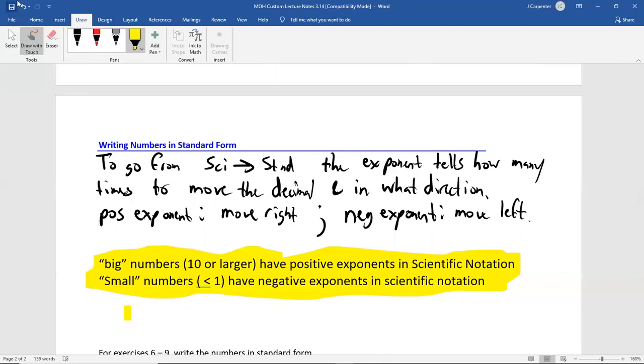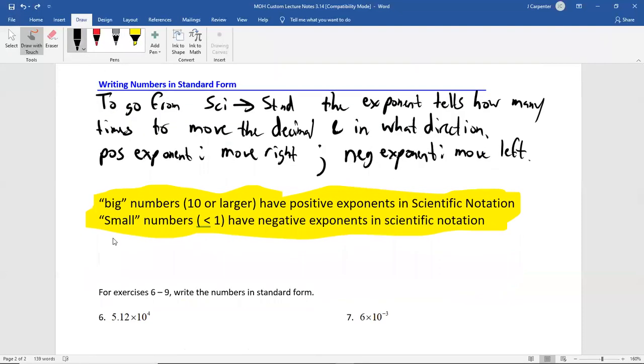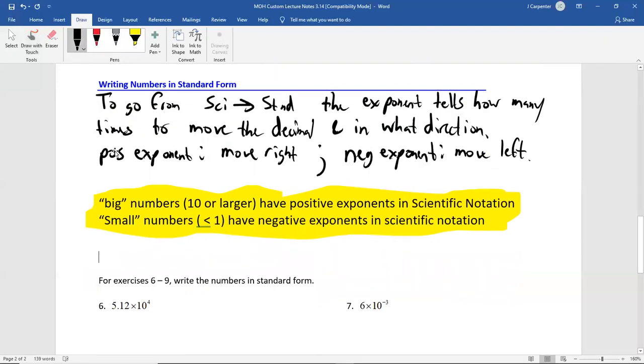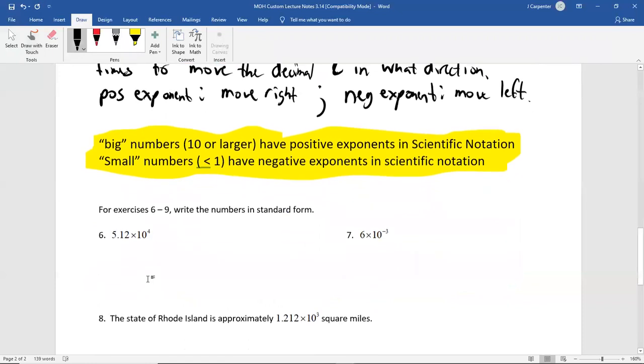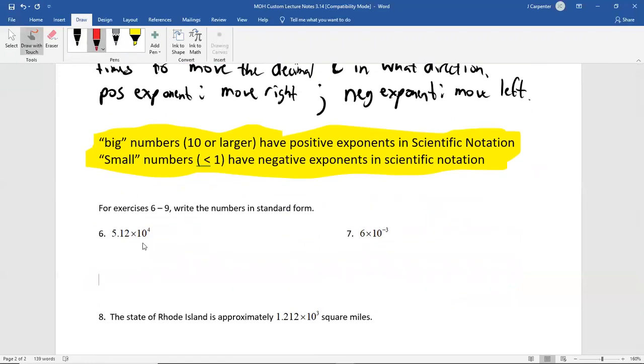So let's try that out. For 6 through 9, we're going to write numbers in standard form, and we're going to use this little self-check to make sure it's right. I may even do one of these wrong at first, hint, wink, nudge. I may use red to signify it as wrong. So I got my red marker out.